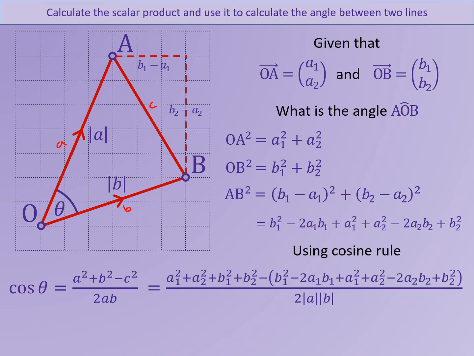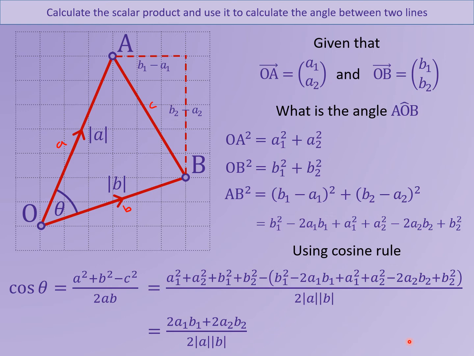So we can substitute in the values that we just found. A squared is just going to be this vector here. B squared is just this here. And C squared is just going to be all of this here. We've then got 2AB, which we have called magnitude of A, magnitude of B, on the bottom. Quite a lot of those terms on the numerator cancel, leaving us just with 2A1B1 plus 2A2B2 over 2 magnitude of A, magnitude of B.